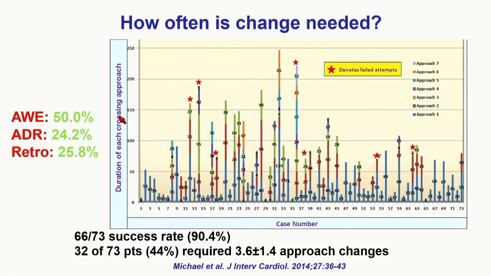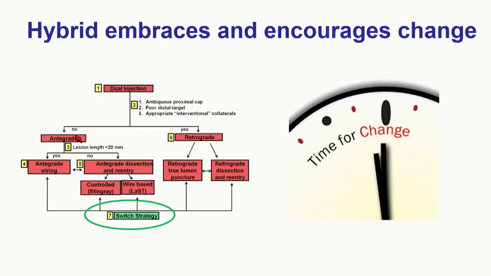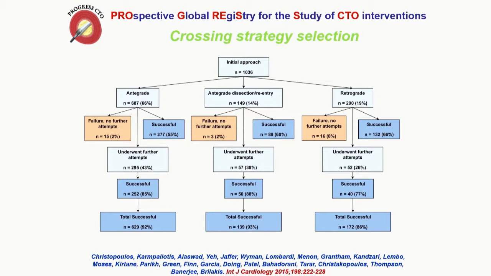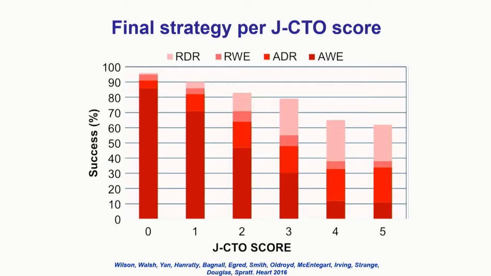And when you look at the final result, and that was again many years ago, but this applies today, about half were done with wires, a quarter with antegrade dissection reentry, which would be the crossing device in the periphery case, and about a quarter with retrograde. This is just a complex line showing that whatever you start with, by going different pathways, at the end you end up with a high success rate.